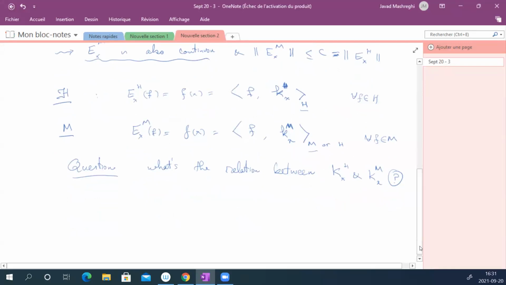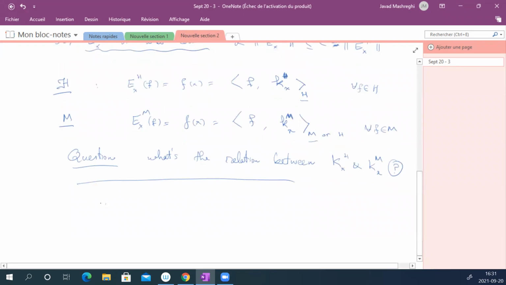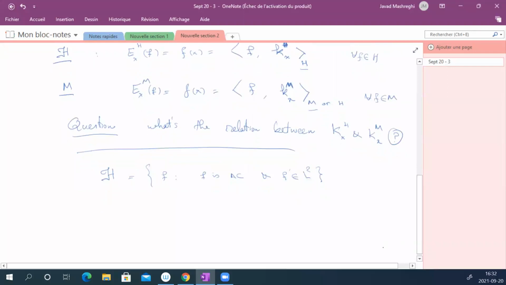Before giving the answer, let me convince you that you have seen this before. For example, in example 3, you consider the space H consisting of the functions f such that f is absolutely continuous and f prime is in L2. And in example either 1 or 2, both of them are good. For example, in example 1, I call it M now, even though before I called it H, but with this notation, I call it M. You can see that f is absolutely continuous, f prime is in L2, and f of 0 is equal to f of 1 equal to 0. So it is clear that M is a closed subspace of H.